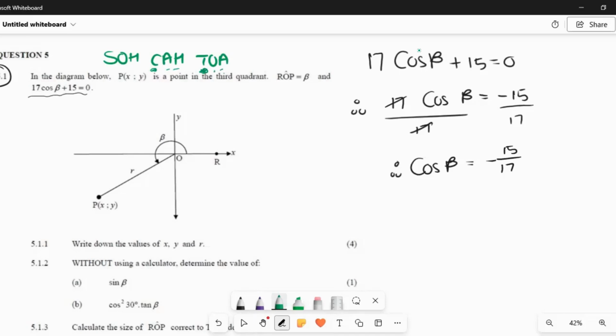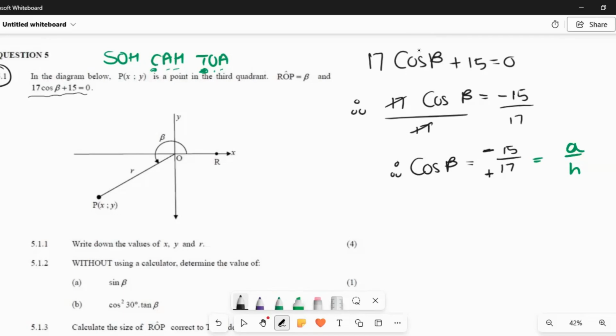So now in this case, we know that cos is equal to, not opposite, adjacent over hypotenuse. So we know that 15 is our adjacent, and 17 is our hypotenuse. We know by now that our hypotenuse cannot be negative. So what's going to be negative here in this case is our adjacent. Our adjacent is the one that is going to be negative.